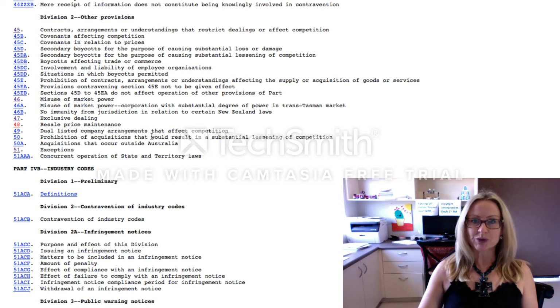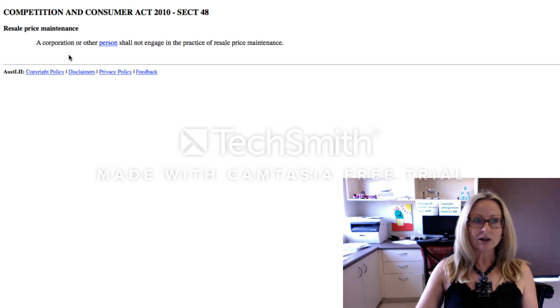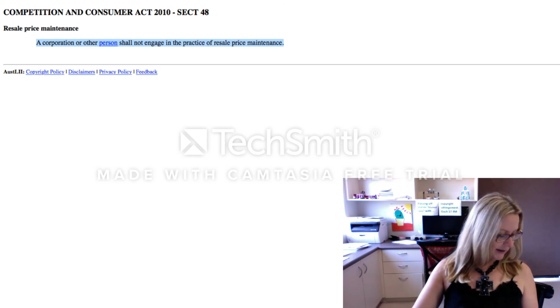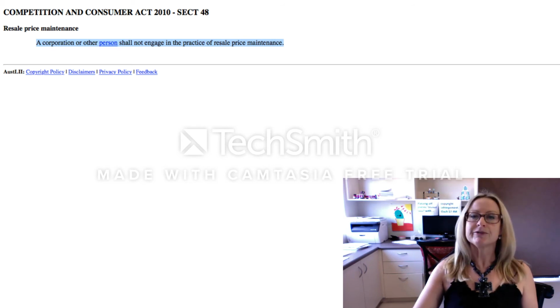Section 48, resale price maintenance. We are not allowed to set resale prices for our downstream distributors of our goods and services. So we know that that is a per se prohibition. And the only reform that was suggested to that provision was that it should be notifiable.